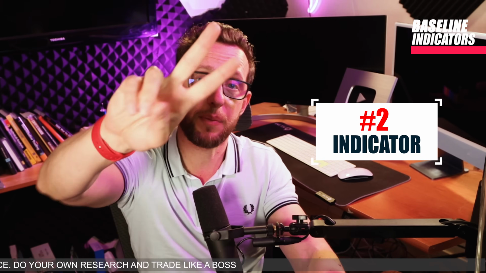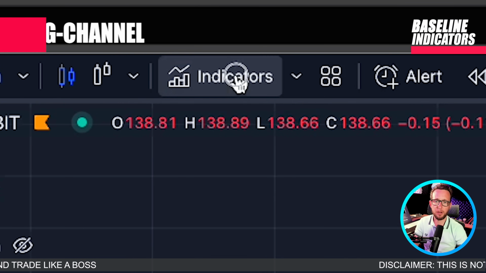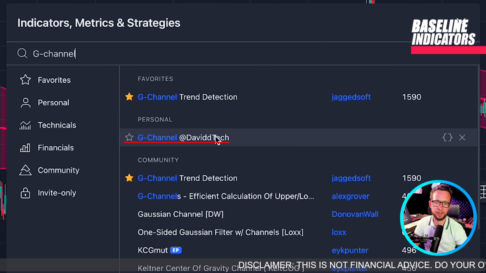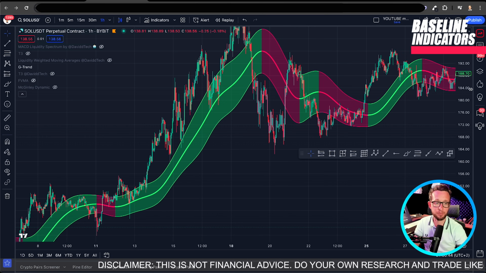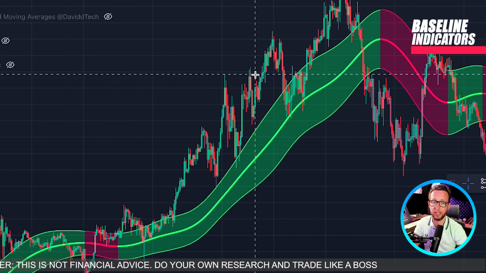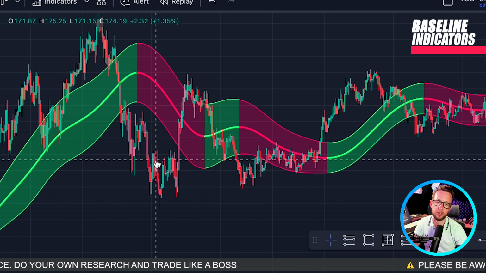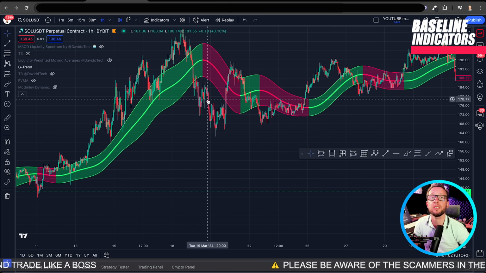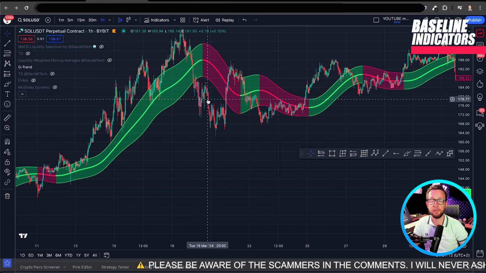So number 2 for the baselines is going to be the G trend. If we go up here and search G channel, trend direction, it is this one here, or there is a DaviddTech version as well. As you can see, it also hugs price. It is a channel: when price breaks above the upper channel and it is green, we're looking for longs. When price is broken below the channel and it's red, we're looking for shorts. This indicator has absolutely exploded my profit over the past couple of months as well. It has been absolutely brilliant in one of the trading strategies that I built most recently.